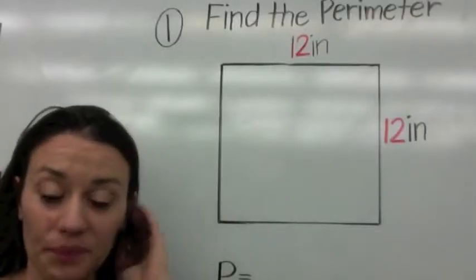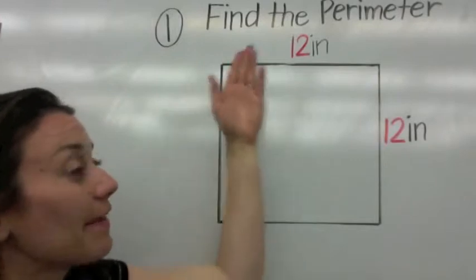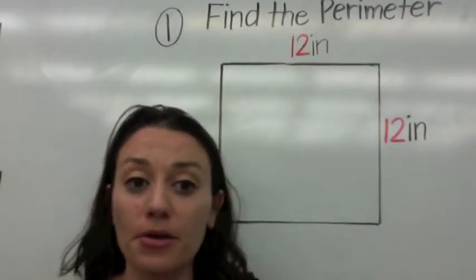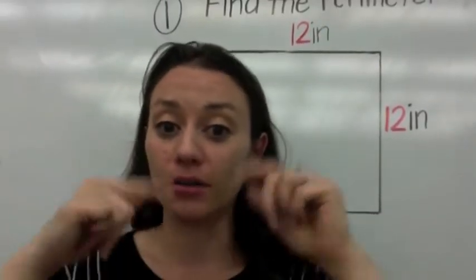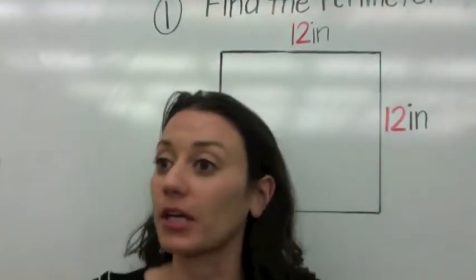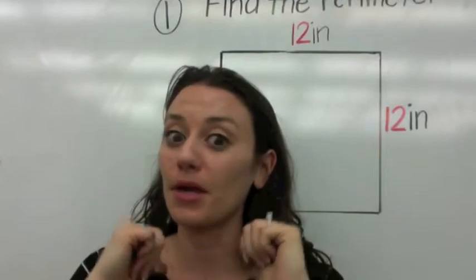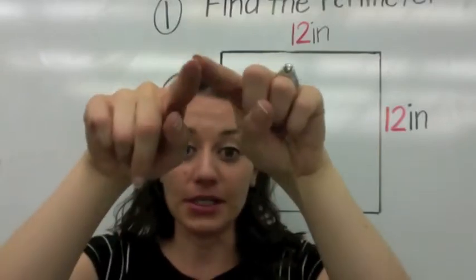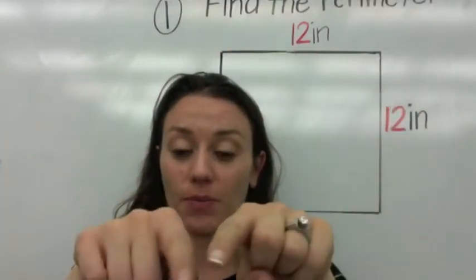So let's do an example. This problem says find the perimeter. And remember what perimeter is. Everybody say perimeter. The distance around a shape. Okay, let's try it again. Everyone say perimeter. The distance around a shape.